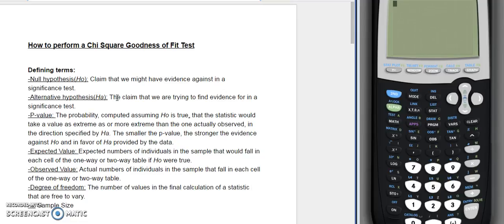The expected value is the expected numbers of individuals in the sample that would fall in each cell of the one-way or two-way table if the null were true. The observed value is the actual numbers of individuals in the sample that fall in each cell of the one-way or two-way table. The degrees of freedom is the number of values in the final calculation of a statistic that are free to vary. Finally, n is the sample size.